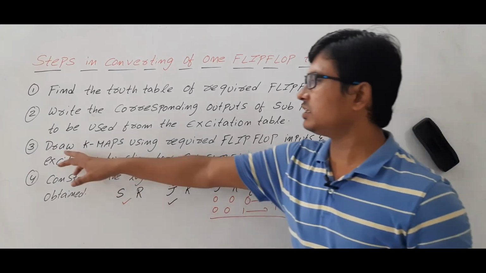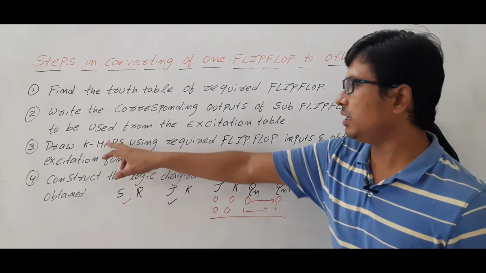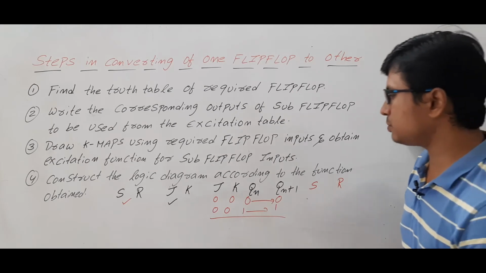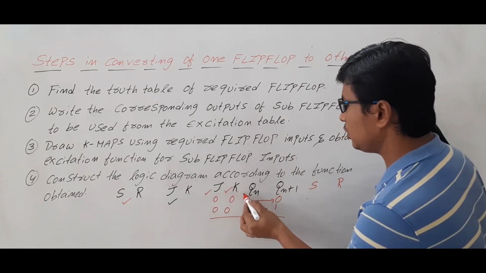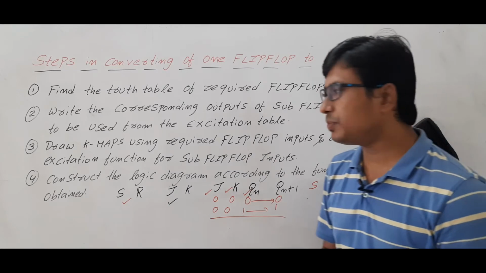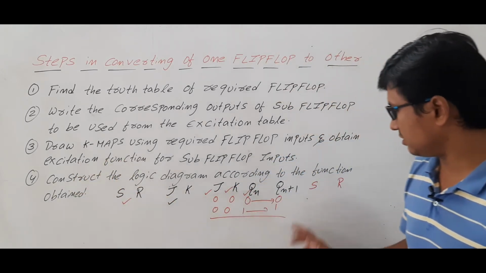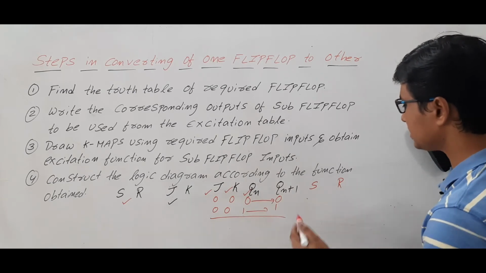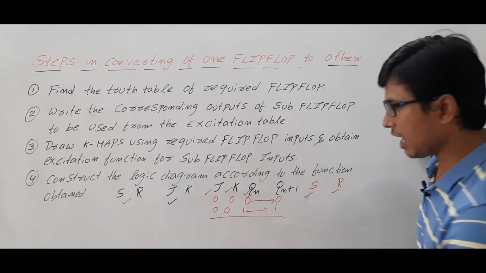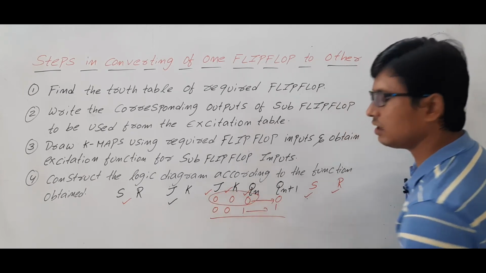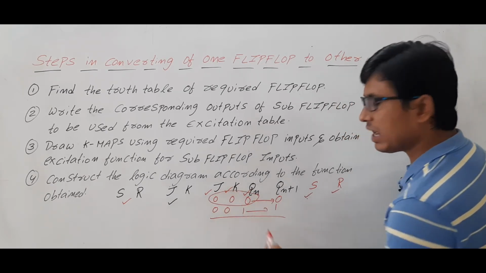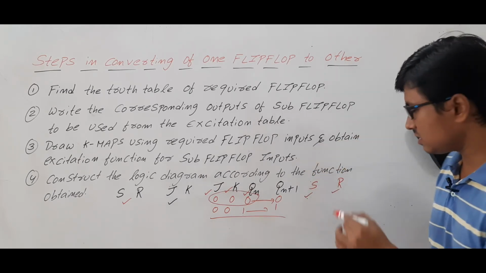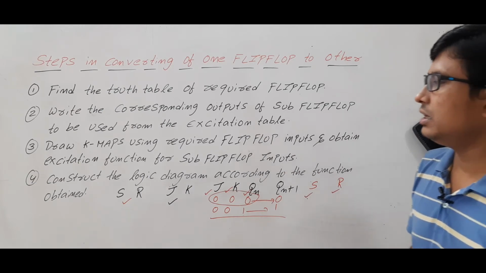Now what is step 3? They are saying draw the K-maps using the required flip-flop inputs. Required flip-flop inputs means J, K, Qn, and obtain the excitation functions S and R for the sub flip-flop inputs. For S and R, using the K-maps, we can use the J, K and Qn values and simplify the equation for S and also for R. Am I right?